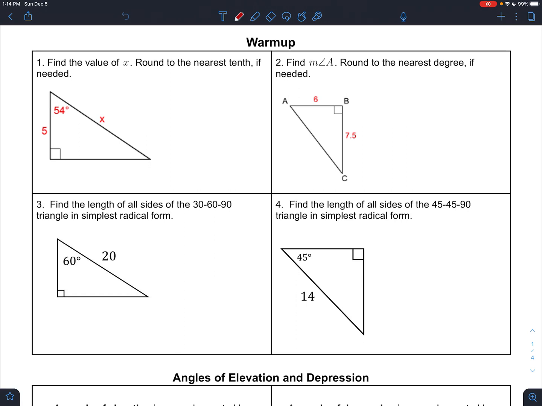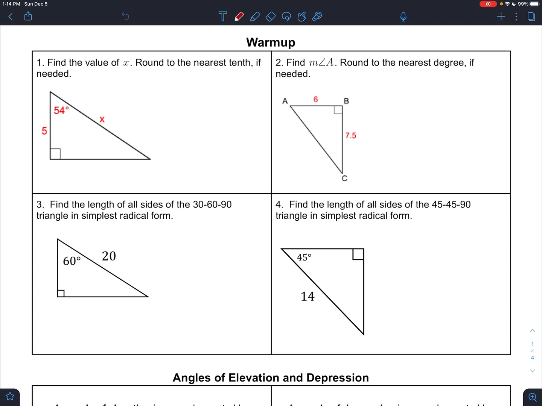So for all four of these, it looks like some of them are asking for a side, some of them are asking for an angle, some of them are 45, 45, 90s, others are 30, 60, 90s. So we have to really analyze what we're looking at first to know what we need to do. So for number one, it looks like they're looking for a missing side, and we don't have two of them. Like we can't use Pythagorean theorem here.